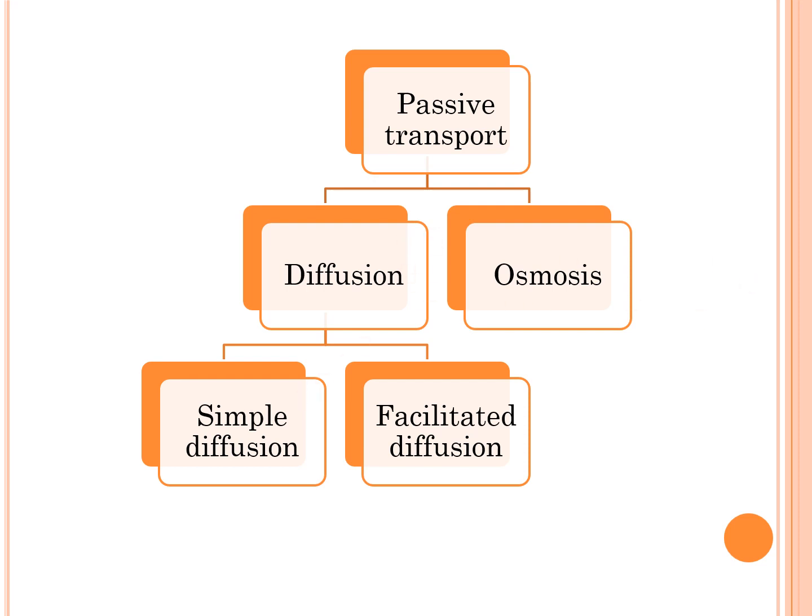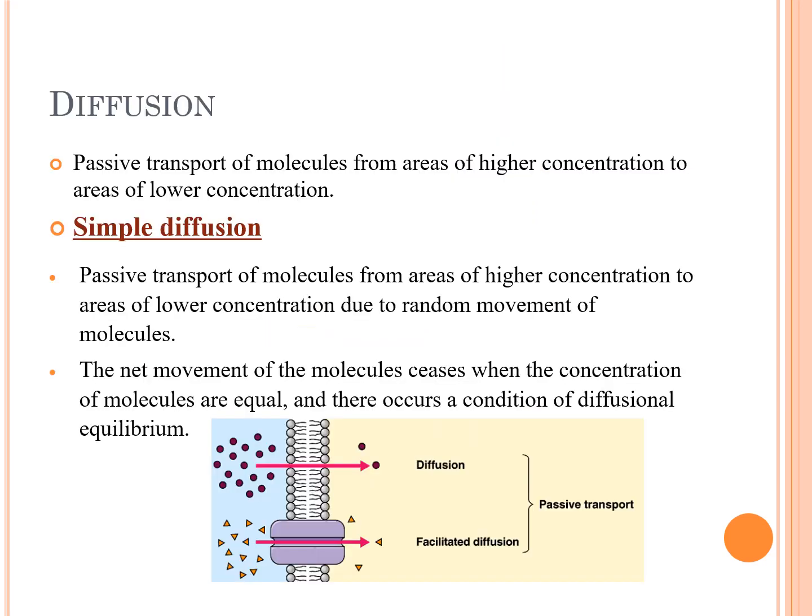So what is diffusion? Diffusion is the passive transport of molecules from the area of higher concentration to the lower concentration. And this diffusion, I told you, is of two types: simple diffusion and facilitated diffusion. First we will focus on simple diffusion. Here, simply through the cell membrane, from the higher concentration, the substances are transported to the lower concentration area. So this is called simple diffusion, simply through the cell membrane.